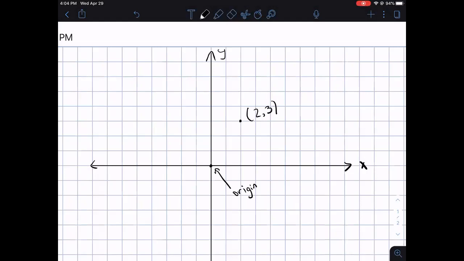Basically, the way a coordinate plane works, there's an x-axis and a y-axis, and they're perpendicular to each other, which means they form a 90-degree angle. Then the intersection is called the origin, and we write this as 0, 0.